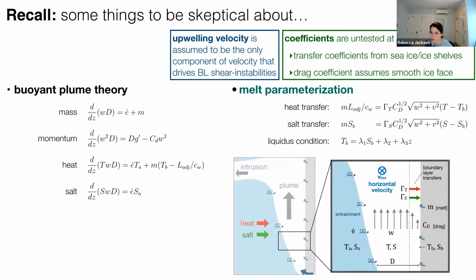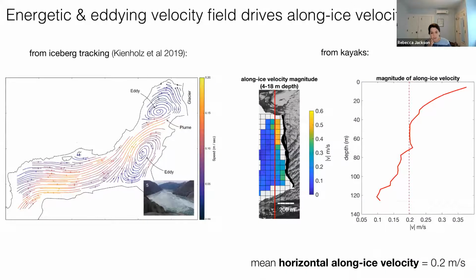If I click back and forth here for a second, this is basically adding a second horizontal component to the velocity field along the ice that could be enhancing melt rates, and the plumes themselves aren't the only thing that can enhance turbulent transfer across the boundary layer. This is motivated by observations and previous studies, like I mentioned, Donald Slater's work, and also work done in this system, where we know that a discharge plume, similar to what Donald showed, sets up energetic recirculations. These are some velocities derived from iceberg tracking, or we can try to quantify the along-ice velocity with the kayak data, which is shown here on the right.